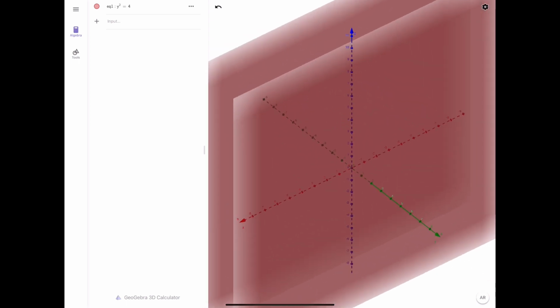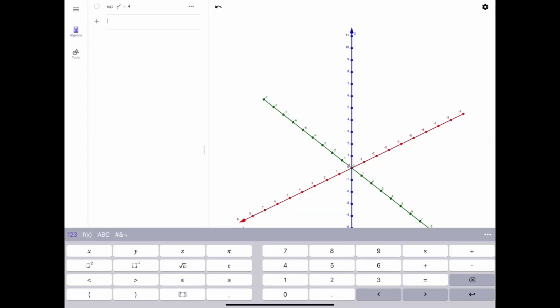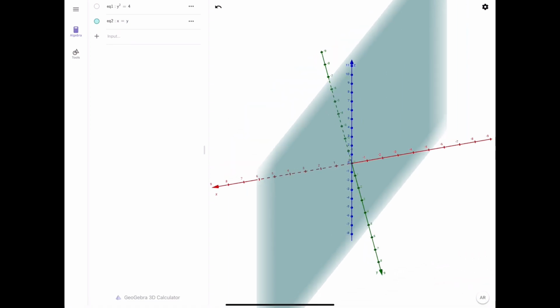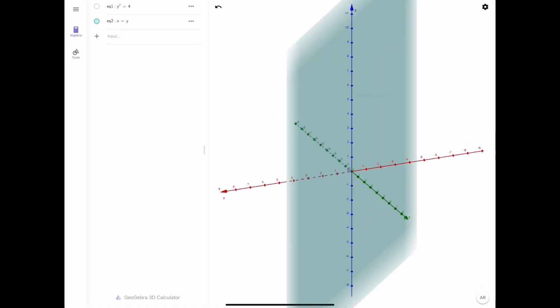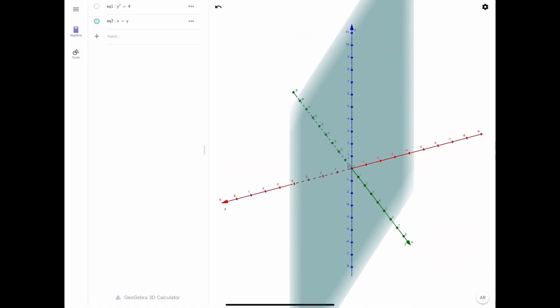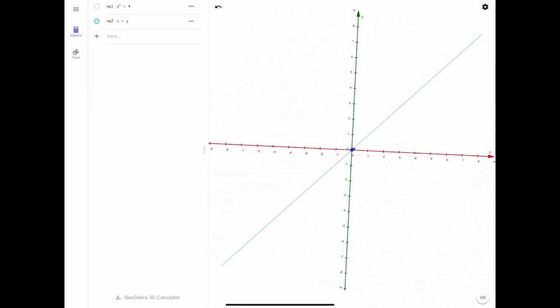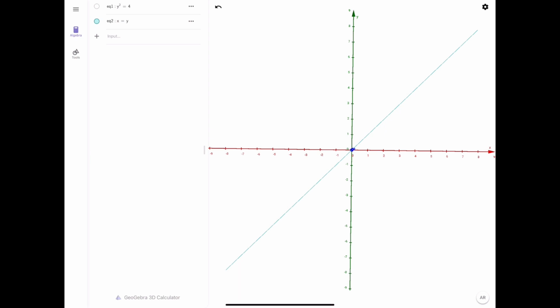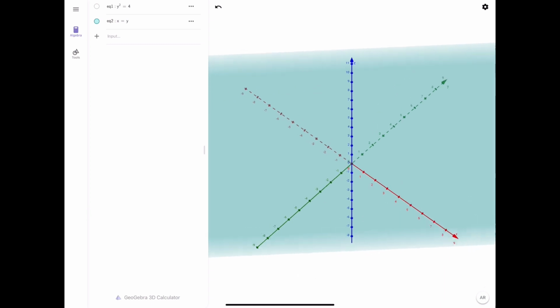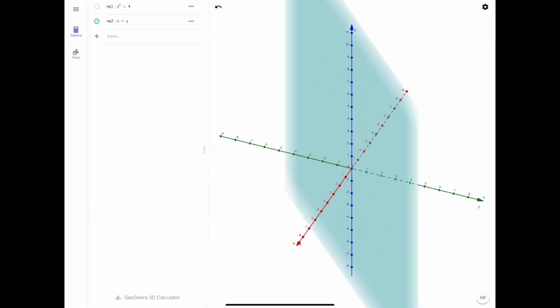Let's look at the equation x equals y. There we have the plane, which looks pretty much how we tried to graph it in 2 dimensions. Notice that if we just look straight down vertically from the top of the z-axis, the red axis is the x, the green axis is the y, and that plane now just looks like the line y equals x. If we add in the third variable z, since z is not in this equation, the plane just goes infinitely far in the positive and negative z directions.